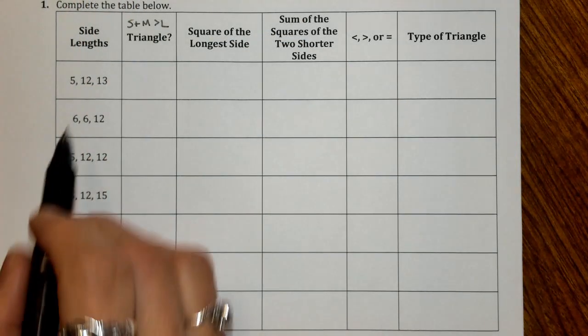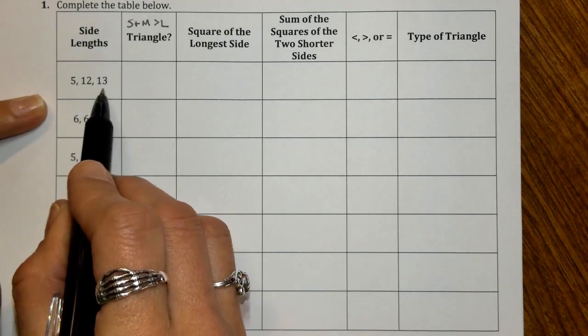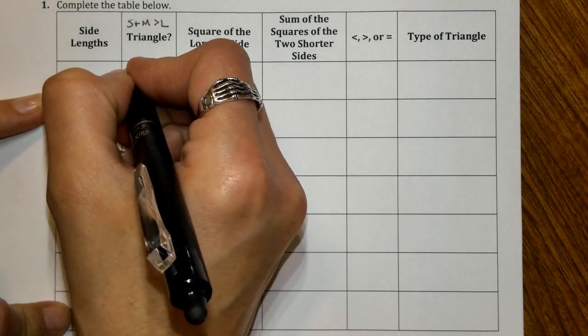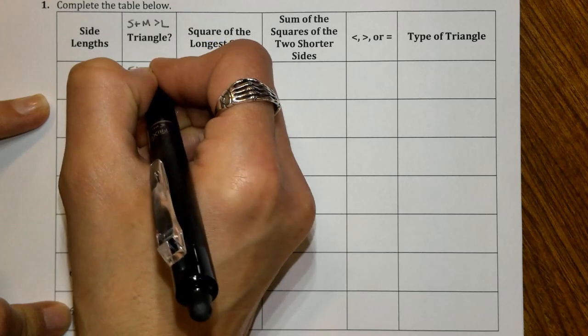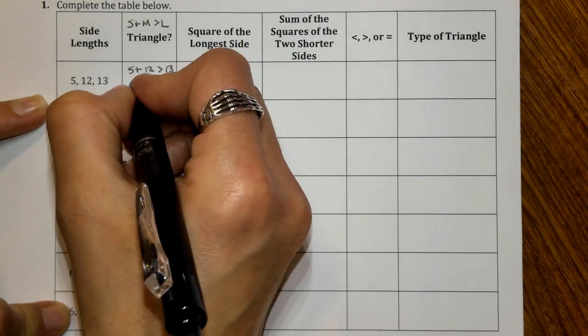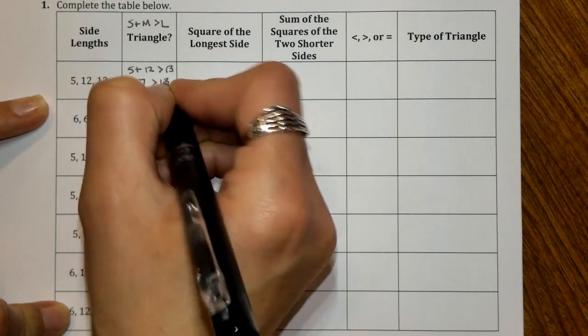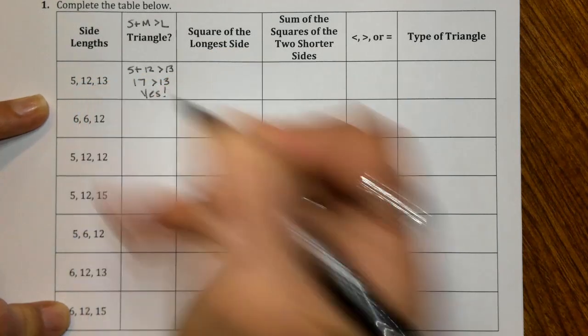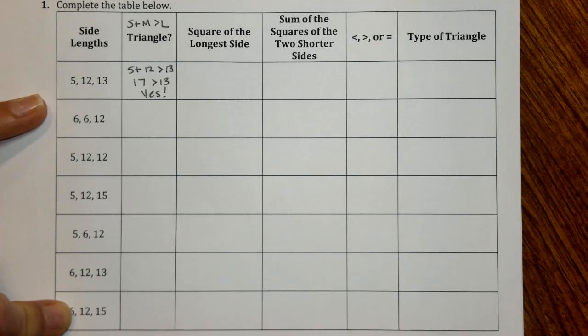I'm going to go one at a time. So here with your 5, 12, 13, we're looking at the two smaller, 5 plus 12 being greater than 13. 5 plus 12 is going to be 17. This is going to be a triangle. So now we move on. What we're going to do is square the longest side.